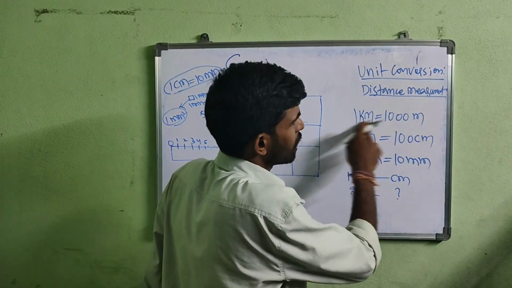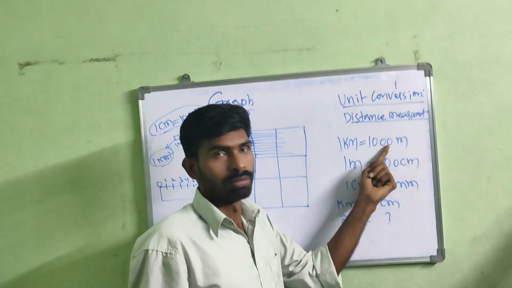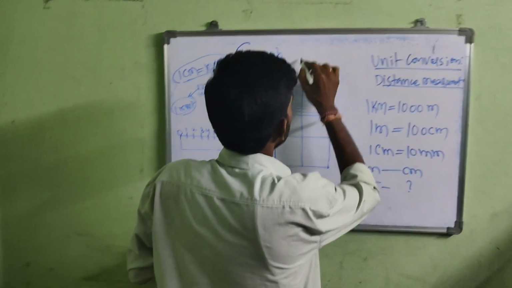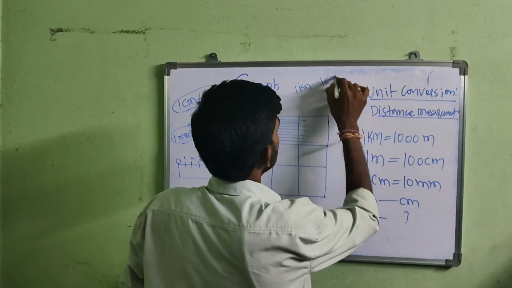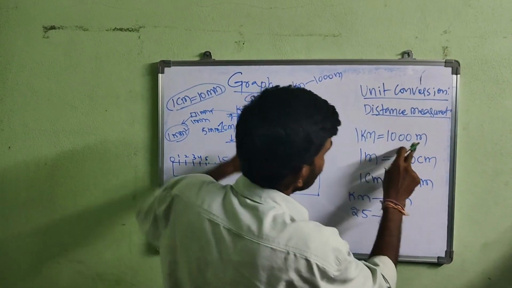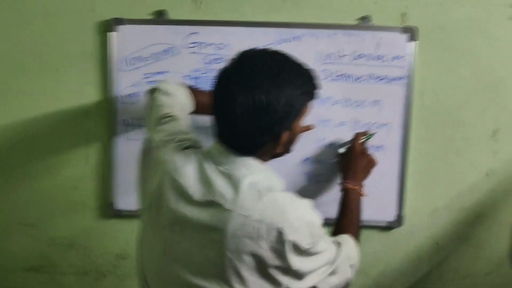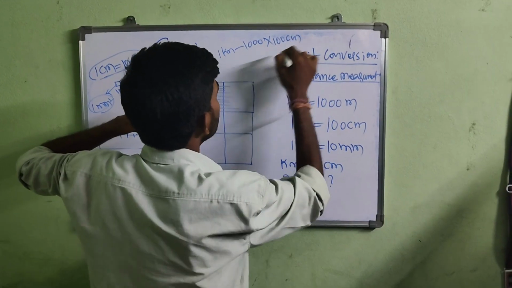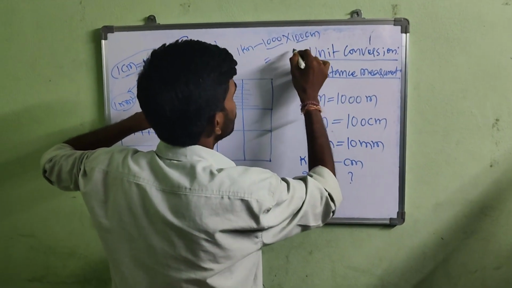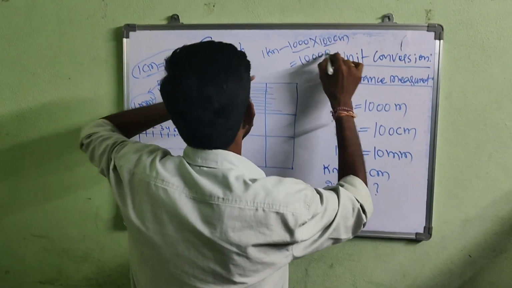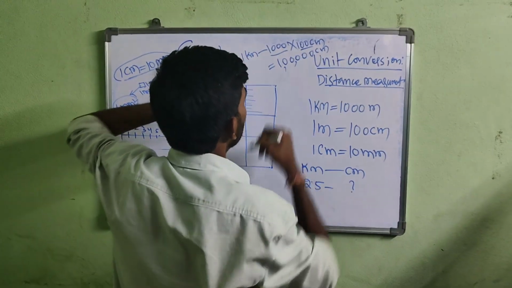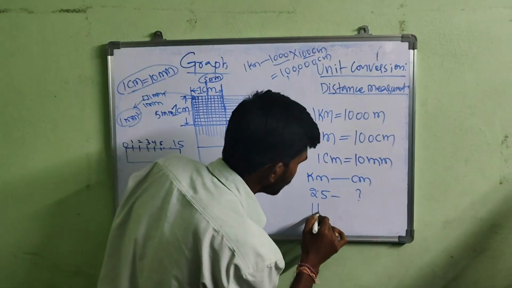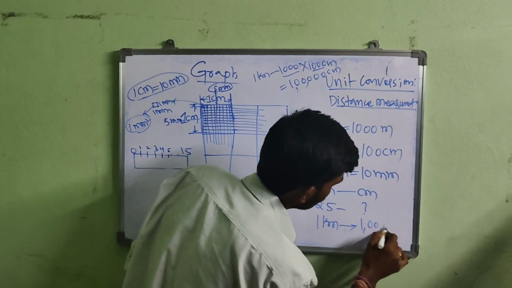What you know, 1 kilometer is 1000 meters. 1 meter is 100 centimeters. So 1 kilometer means 1000 times 100, that is 1 lakh centimeters. So 1 kilometer is 1 lakh centimeters.